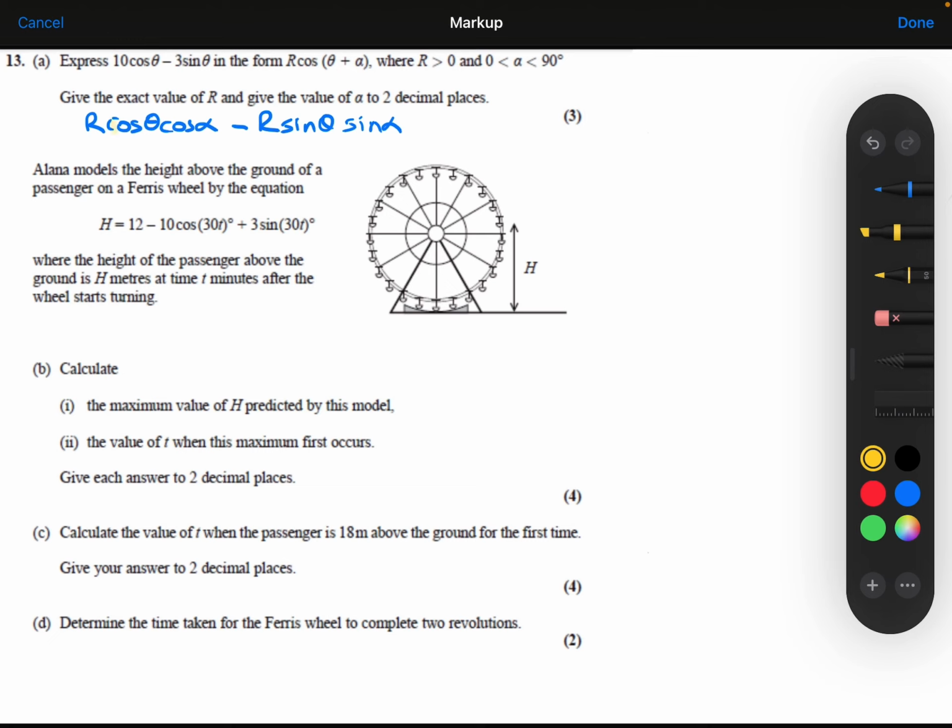So I can see that I've got the cos theta here and here, which means that my r cos alpha has to equal 10. So let me write that down. R cos alpha equals 10. Let me now do a similar thing with the second term. I've got a sine theta here and a sine theta here, which means that my r sine alpha has to equal 3.